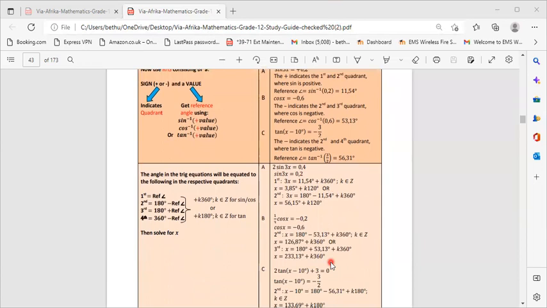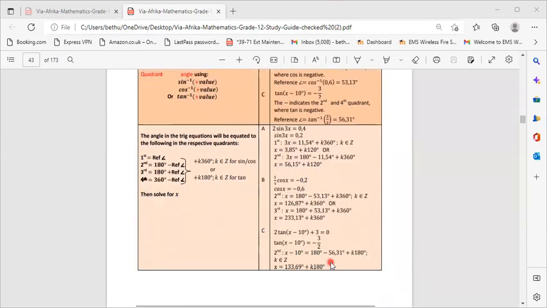Next step, we know that tan is negative in the second and fourth quadrant. Now, which angles belong in the second and the fourth quadrant? We have 180 degrees minus the reference angle in the second quadrant. And in the fourth quadrant, we have 360 degrees minus our reference angle. Let me leave it for you to solve this one. Give it a try.